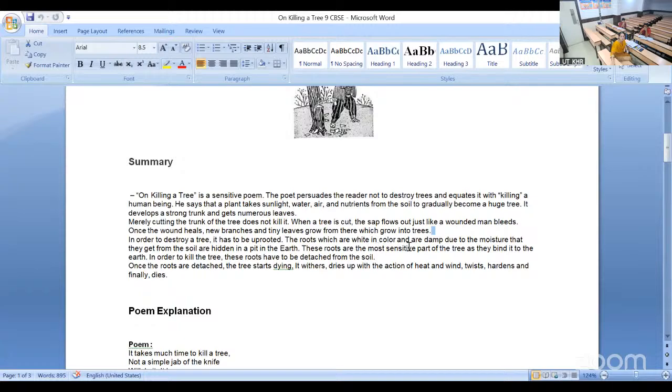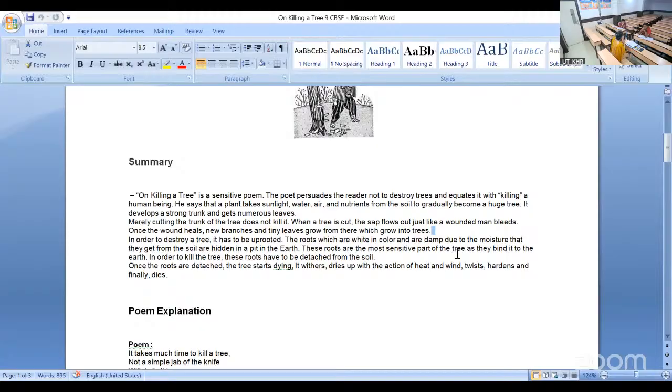The roots, which are white in color and are damp due to the moisture that they get from the soil, are hidden in a pit in the earth. These roots are the most sensitive part of the tree as they bind it to the earth. In order to kill the tree, these roots have to be detached from the soil.